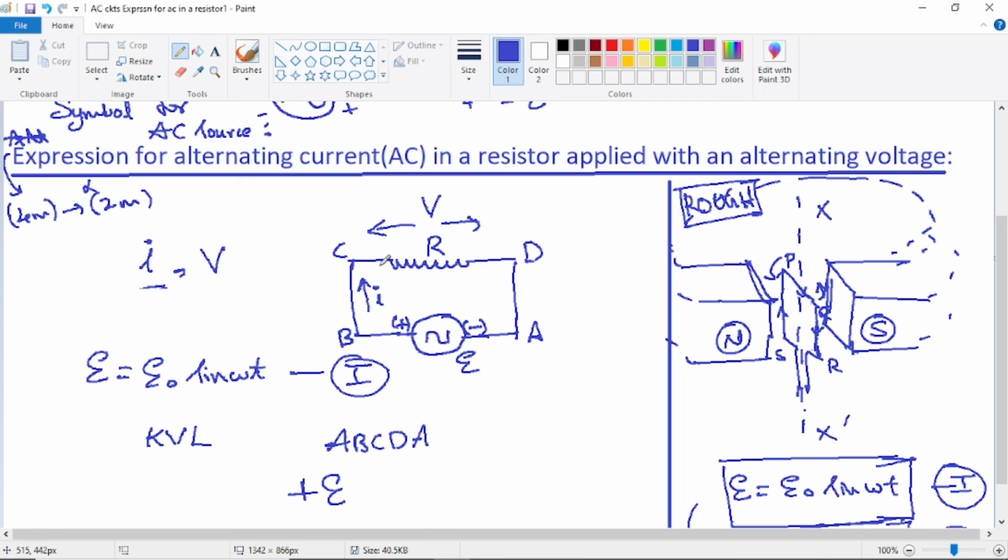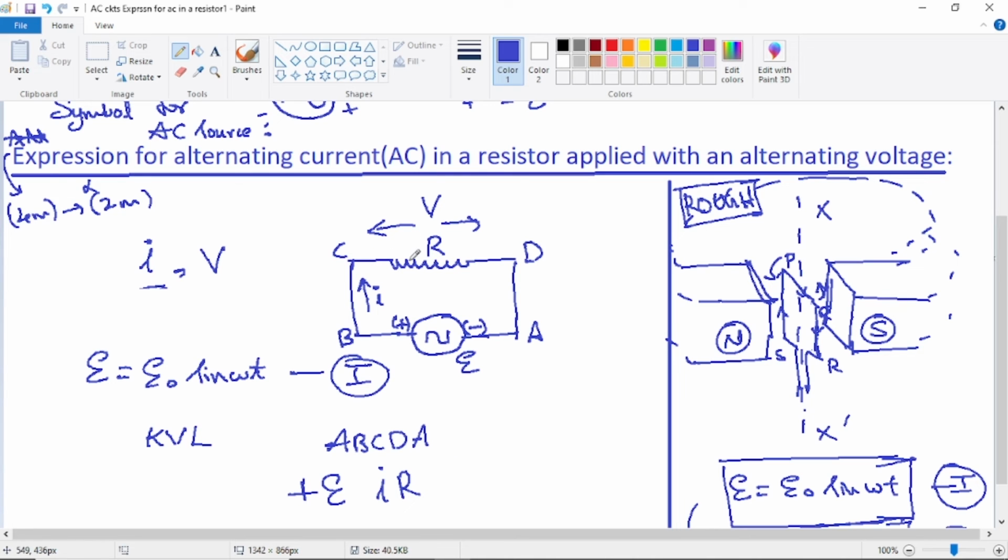So what is the current through the resistance of the CD portion? I into R is the potential difference. In the other portions, the potential difference is 0, so we did not mention them directly. In the remaining CD portion, the resistance is R. So the potential difference is IR. But what is the change in potential here?